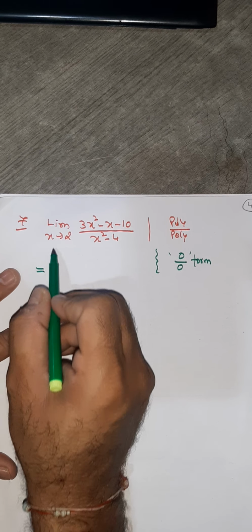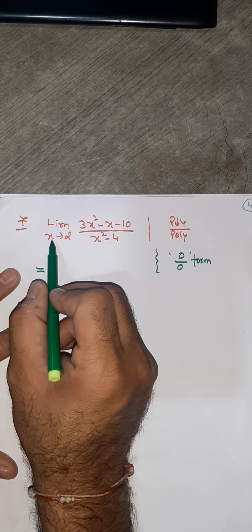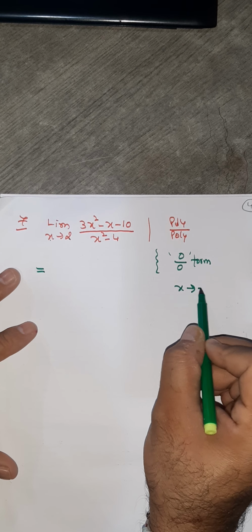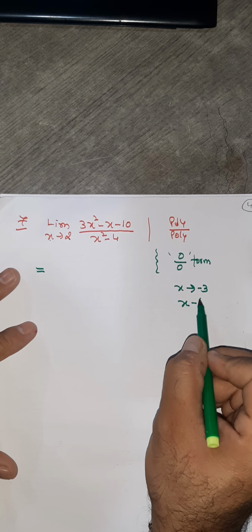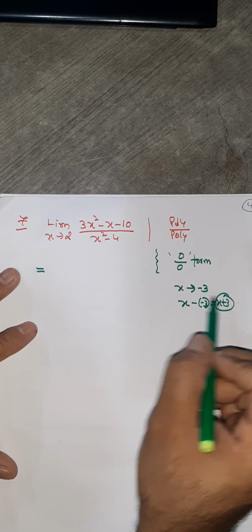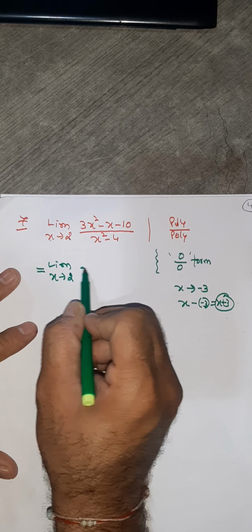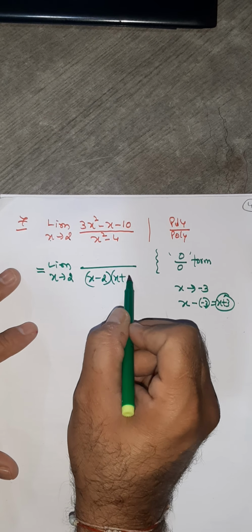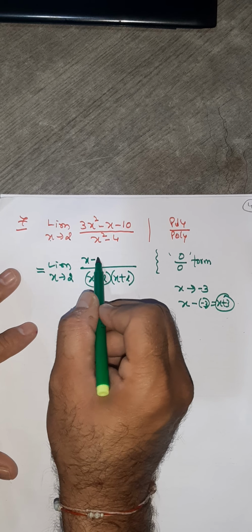We factorize. Which factor must you have in the numerator and denominator? x minus 2. Always this minus this. If I have, suppose, x tends to minus 3, then my factor will be x minus minus 3. So in that case, the factor will be x plus 3, remember. So here you must have which factor? x minus 2. Here you can see clearly x minus 2 into x plus 2. What about here? I'll directly write x minus 2 as one factor.